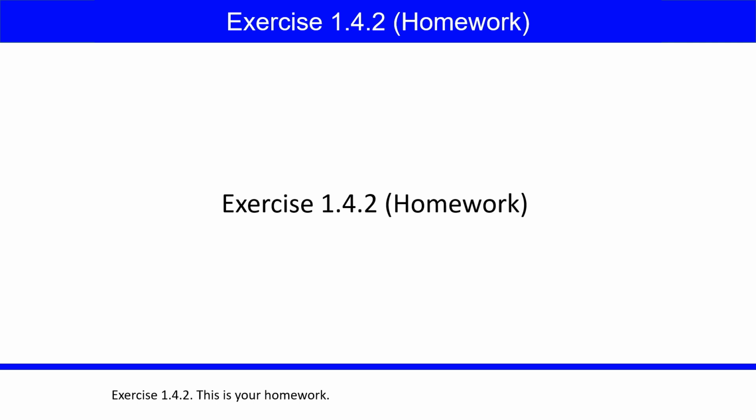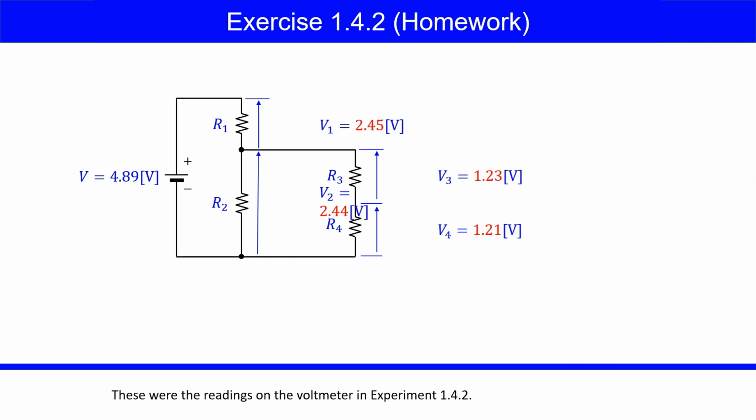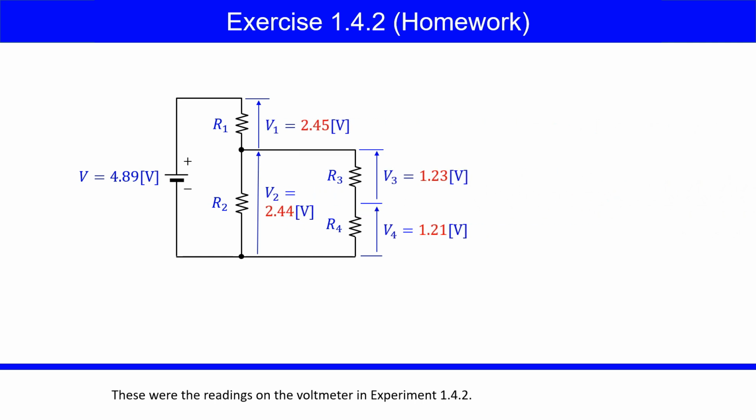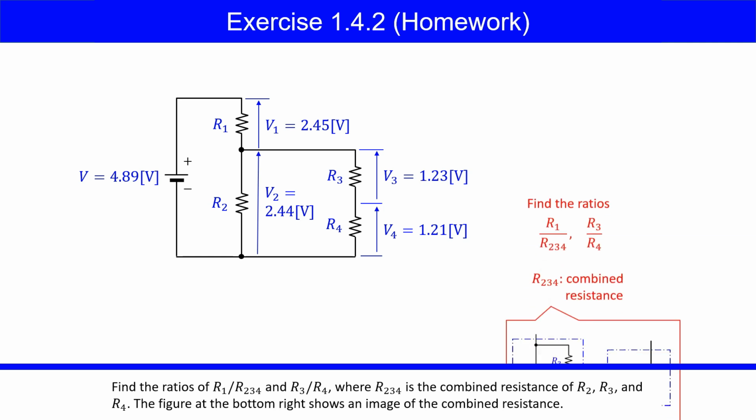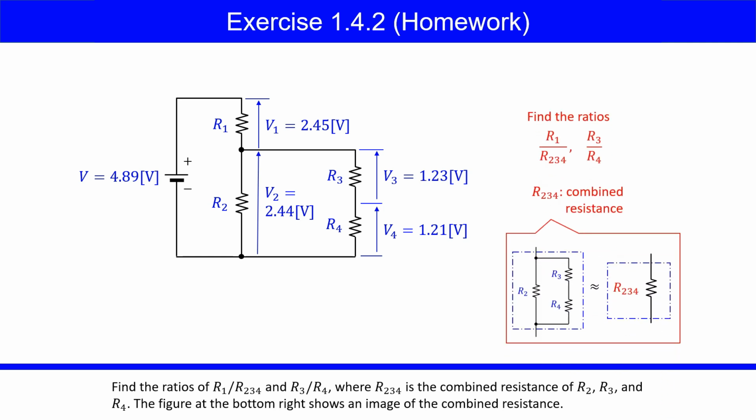Exercise 1.4.2. This is your homework. These were the readings on the voltmeter in experiment 1.4.2. Find the ratios of R1 over R234, and R3 over R4, where R234 is the combined resistance of R2, R3, and R4. The figure at the bottom right shows an image of the combined resistance.